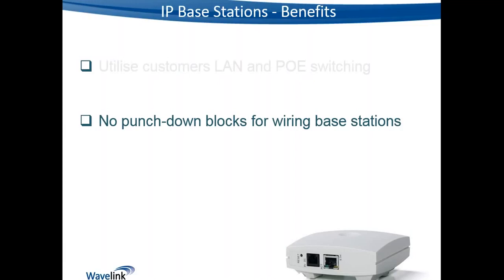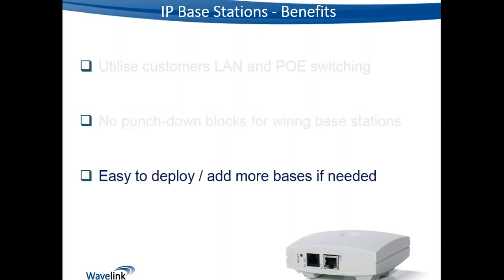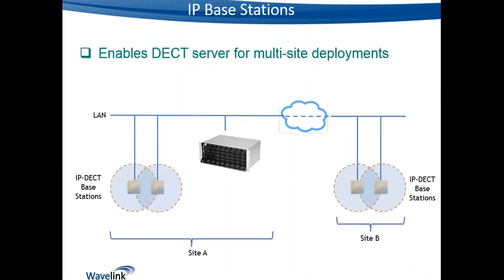Also a lot neater. We don't have to use punch down blocks to wire in our digital base stations. With IP base stations, it's just an RJ45 at each end, straight through cabling, Cat5e as we said, or Cat6, and that gives us a lot quicker and also neater solution. That basically means it's easier to deploy initially, and also we can add more bases as required without too much trouble. Another thing it gives us the potential to do with IP DECT base stations is have multiple sites.